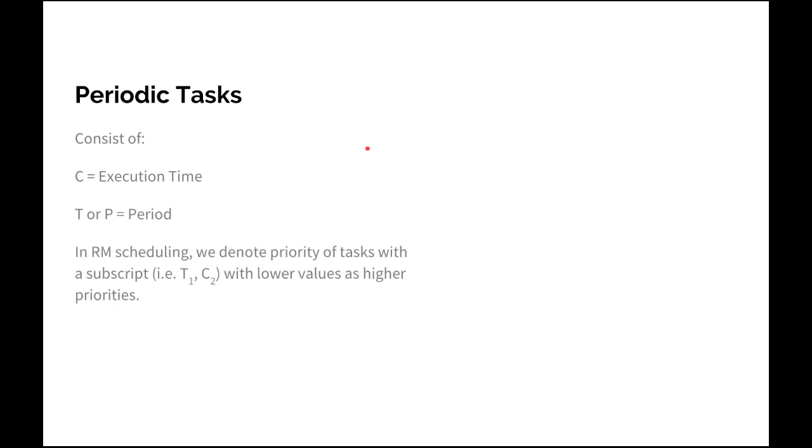In rate monotonic scheduling, we denote the priority of these tasks with a subscript. So a lower value is going to be a higher priority, and we can attach this either to the task itself or some property of the task. Our problem right now in particular, however, is if we're given a collection of these periodic tasks with C and P values, can we schedule them with them all meeting their deadlines of their periods?